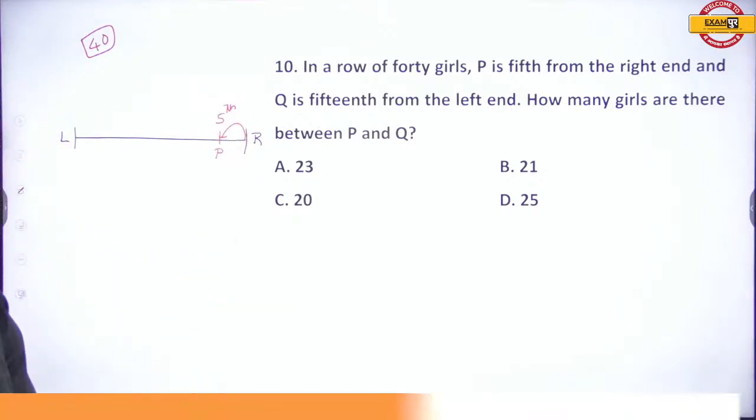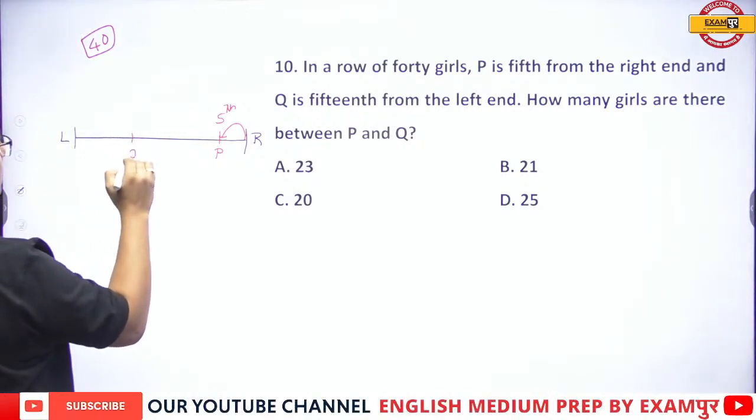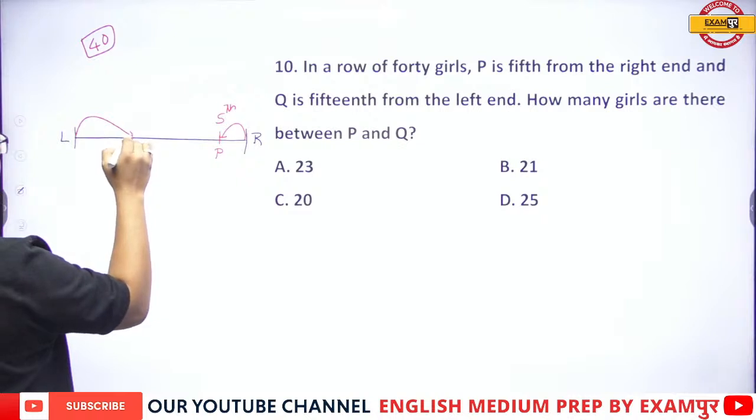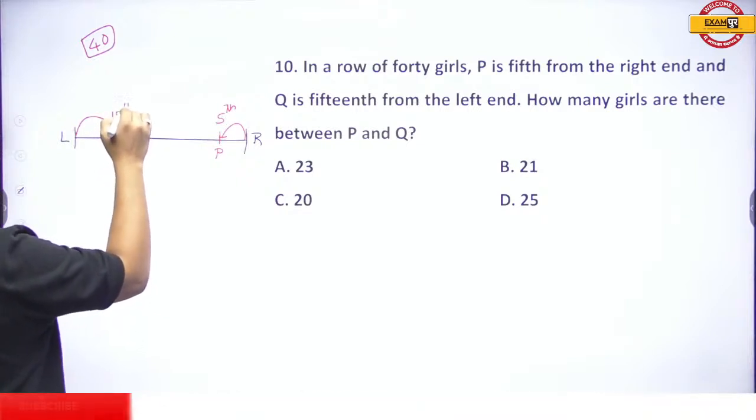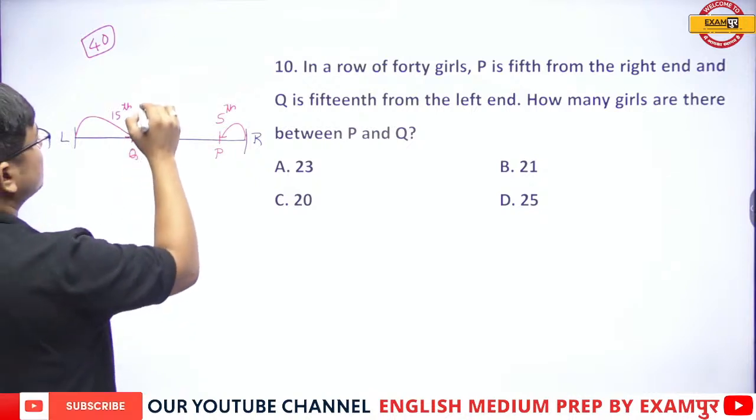In a row of 40 girls, P is fifth from the right end, and Q is 15th from the left. Q is 15th from the left. How many girls are between P and Q?